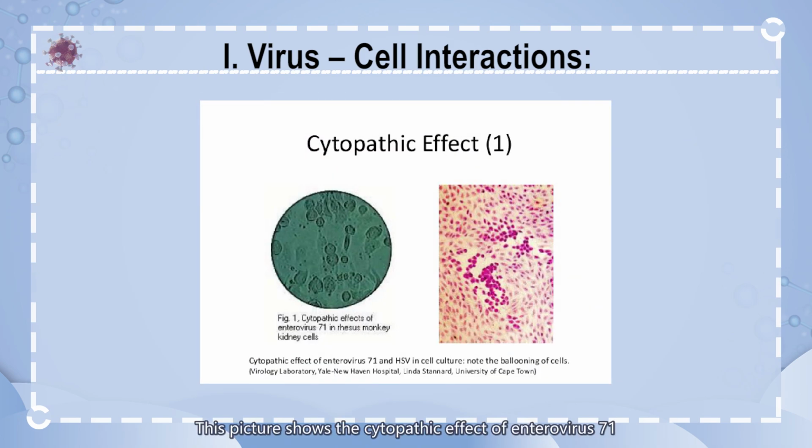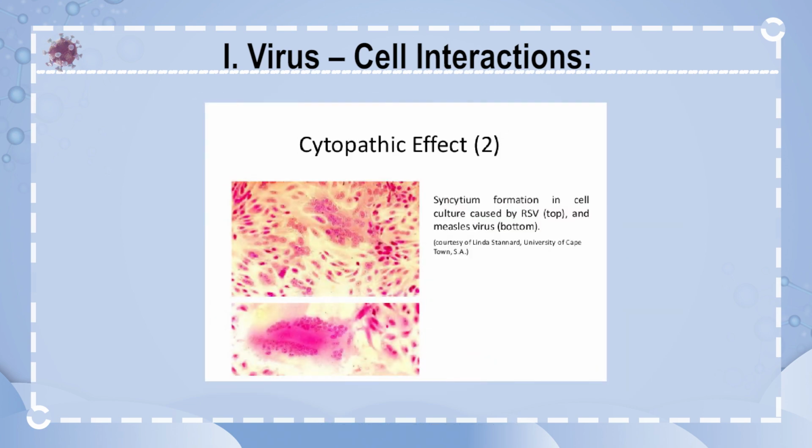This picture shows the cytopathic effect of enterovirus 71 and HSV in cell culture. Note the ballooning of the cells. This picture shows the syncytium formation in cell culture caused by RSV and measles virus.